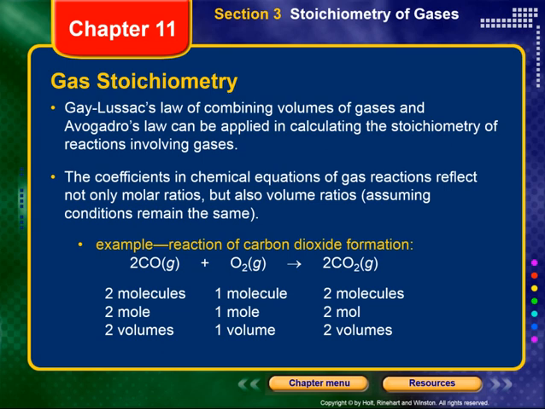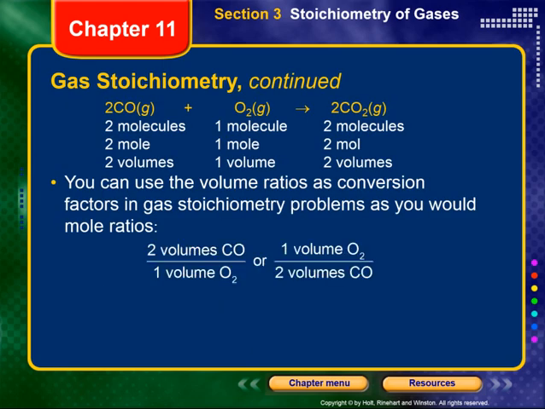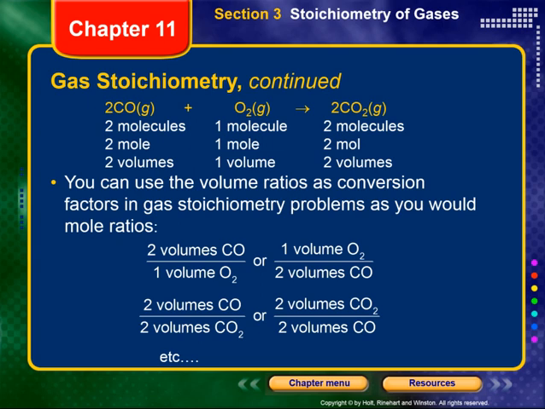And so we can use this relationship of Gay-Lussac's law of combining volumes and Avogadro's law to step into stoichiometric calculations. So you can use volume ratios as conversion factors in gas stoichiometry problems in the exact same way you would mole ratios. Now, and we can invert them as well. We can specialize them to deal with whatever units we want to cancel out and whatever units we want to move into, right? And we can flip them.